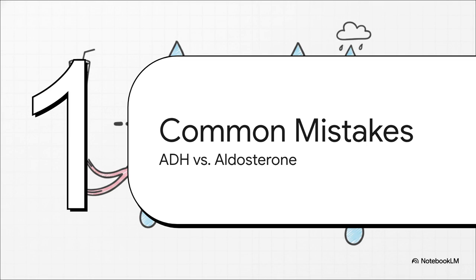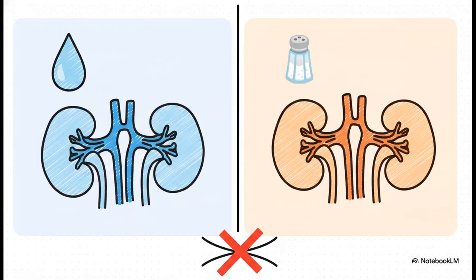ADH versus aldosterone. Look, this right here is where students almost always lose marks on their O-level biology exams, so let's guarantee you do not make these errors. Notice the hard line dividing the screen here. On the left, we've got ADH in blue. On the right, we have aldosterone in orange. Now, both of these hormones act on your kidneys, which is exactly why it is so incredibly easy to mix them up under exam pressure.